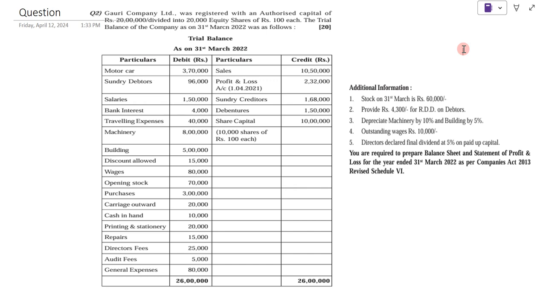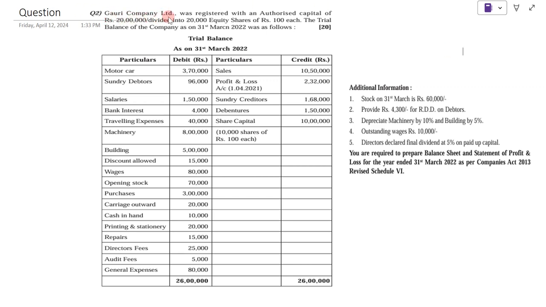I am Namita Mane. In today's video, we are going to solve an example of company's final account. This example was asked in SPPU examination for 20 marks, October 2022. So the example is on the screen.